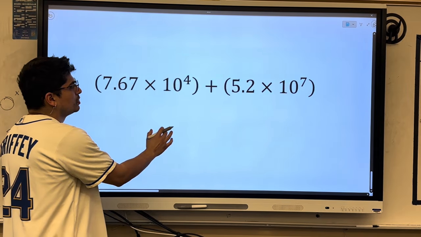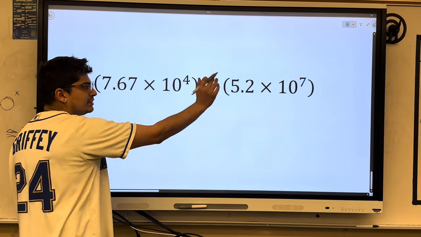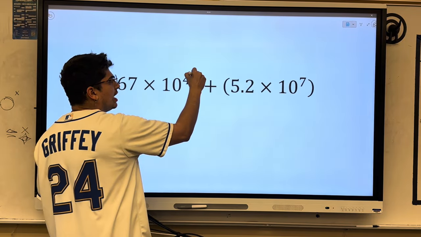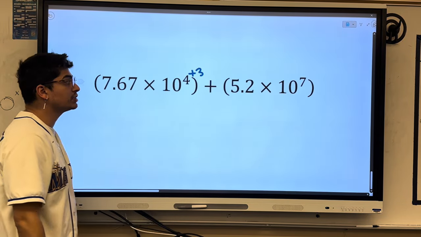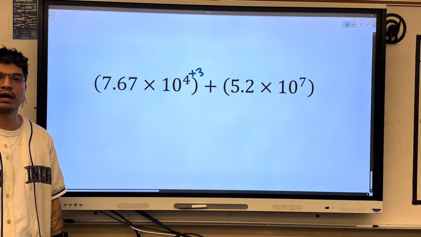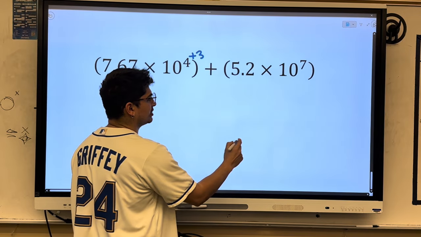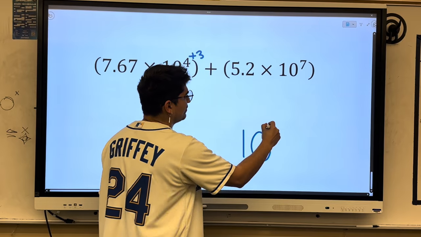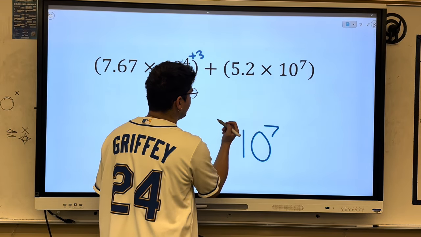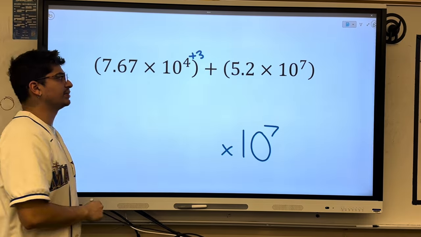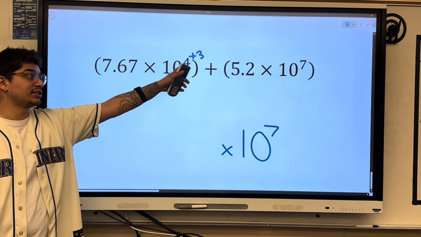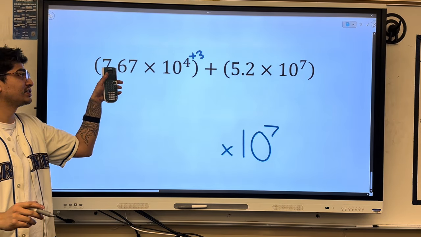So right here, 10 to the fourth, 10 to the seventh. I want to change this to 10 to the seventh power. I want my final answer to have 10 to the seventh when I finish adding my regular numbers. So you can't just do plus 3. You've got to actually also change this.